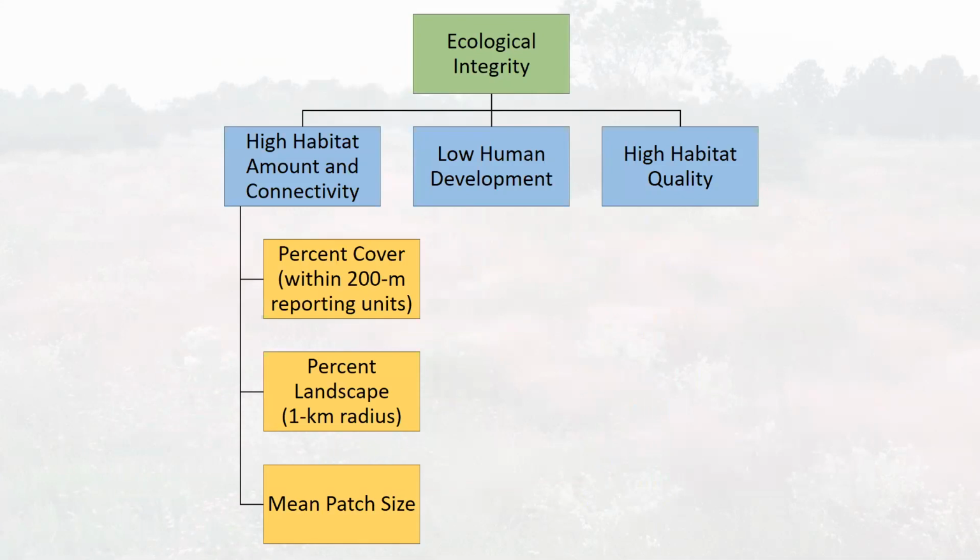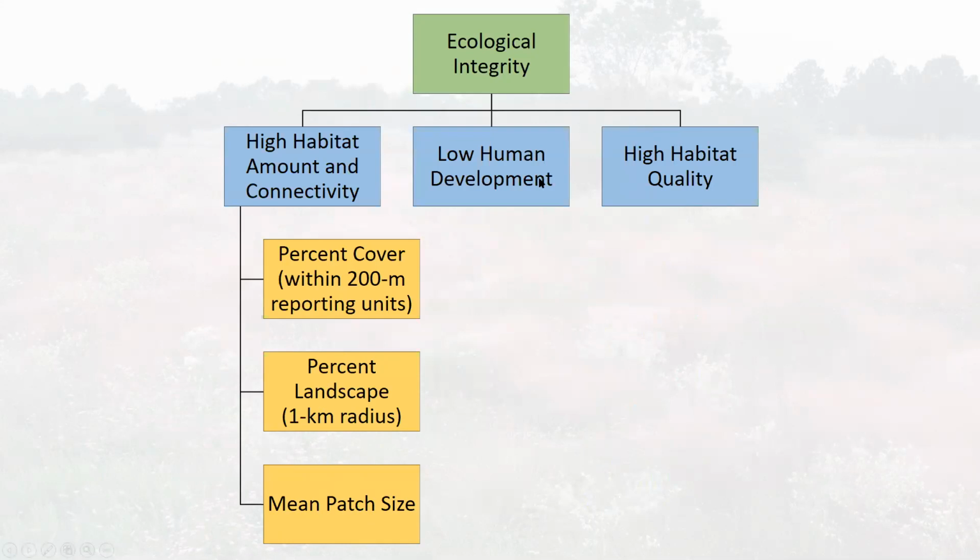The indicators we use are aggregated at the resolution of 200-meter reporting units, which amounts to pixels of about 10 acres in size. So that's what you see here with this percent cover. Percent cover is the percent cover of habitat within each reporting unit. We also include percent landscape, which is the percent cover of habitat at a 1 kilometer radius, and the mean patch size that could expand indefinitely, depending on the size of patches that intersect each reporting unit.